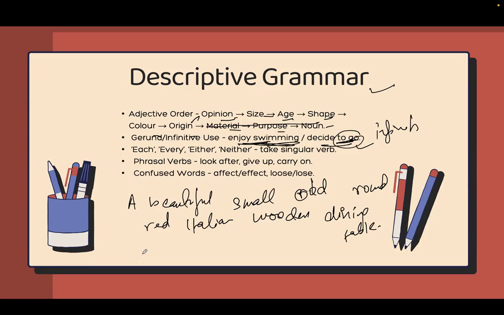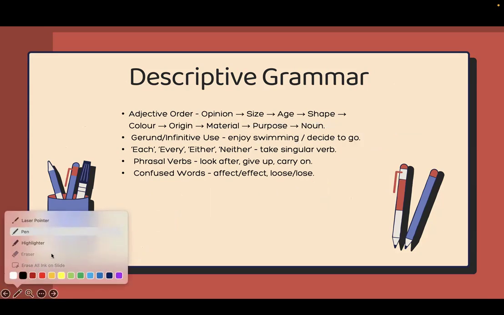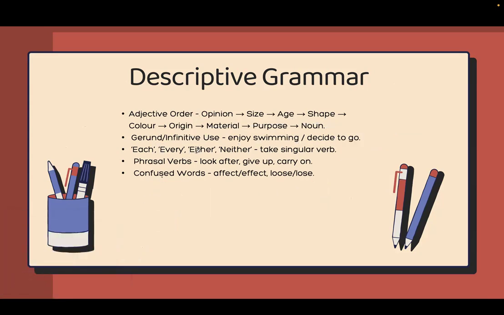Okay. Now comes the each, every, either, neither rule that we have done multiple times. Let me erase this first. So each, every, either, neither takes a singular verb. Neither of the boys is guilty. Okay, singular verb. Always remember. Each, every, either, neither will always take a singular verb.